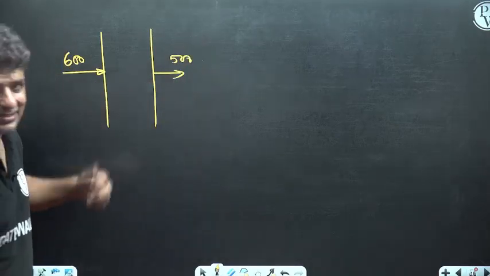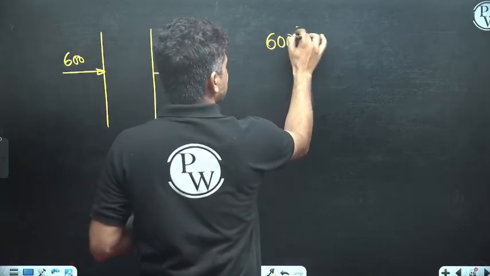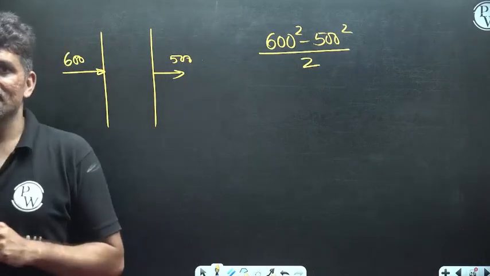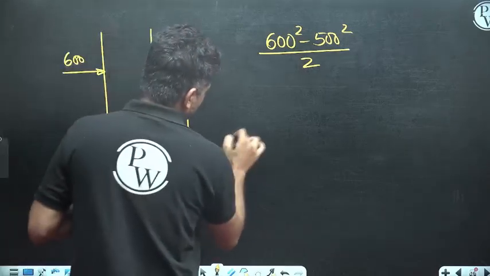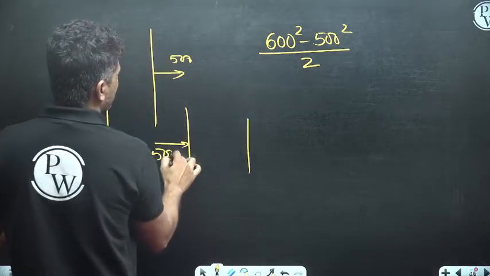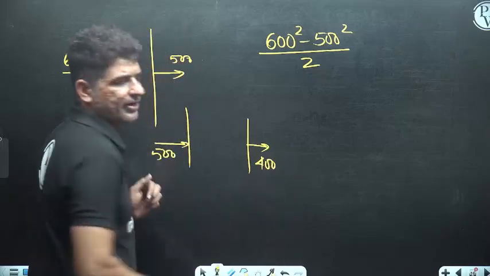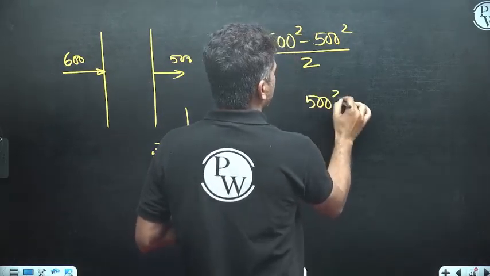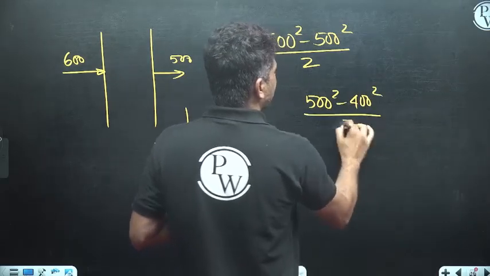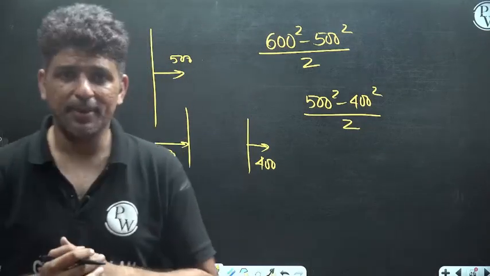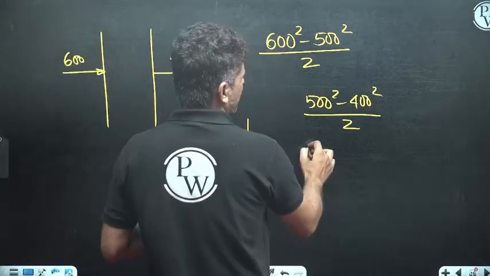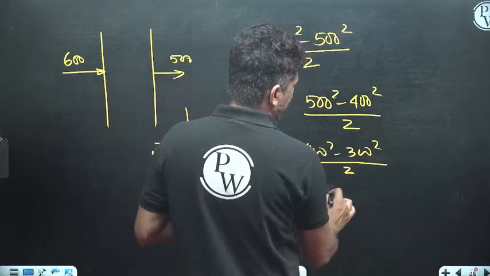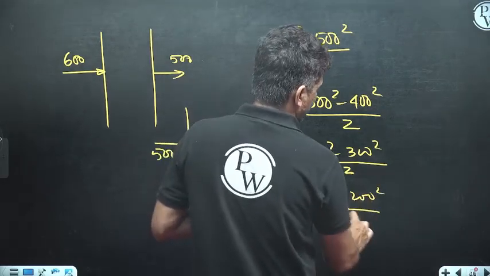What is the energy that is converted? Energy converted will be 600 square minus 500 square divided by 2. What will be the energy converted in the second stage? Over here, it will be entering at 500 and exiting at 400, so the energy converted into work is 500 square minus 400 square divided by 2. Similarly, you can do this calculation: 400 square minus 300 square divided by 2, then 300 square minus 200 square divided by 2.